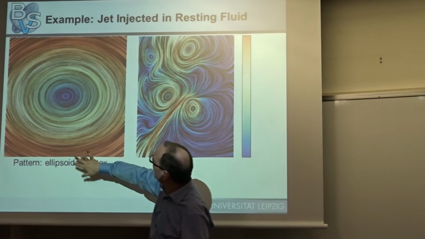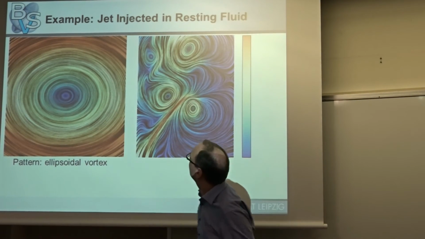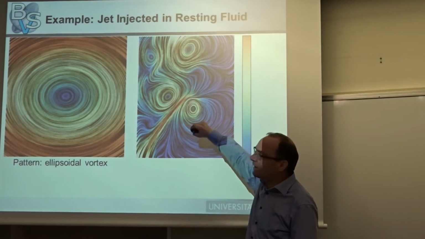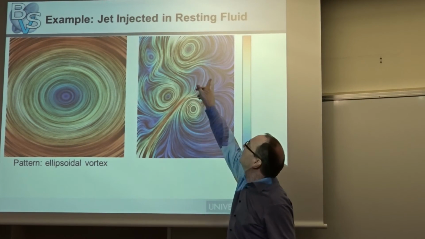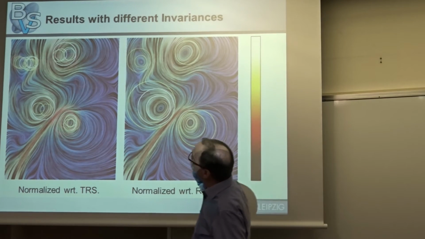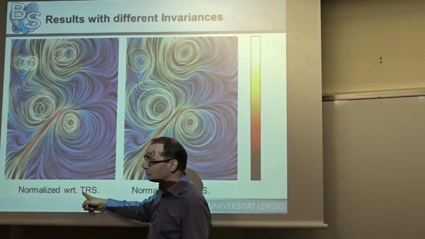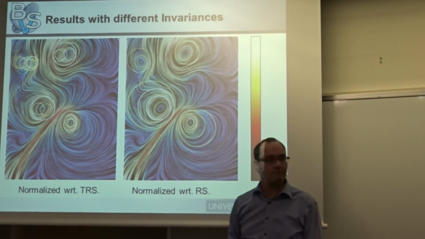And here now I have an ellipsoidal vortex, so it's a little bit stretched. And that's the image that I'm actually analyzing. There's a strong jet going in here, and you have some rotational motions there. And that's what's coming out if I really normalize with respect to removing the constant, looking for rotations and scaling.